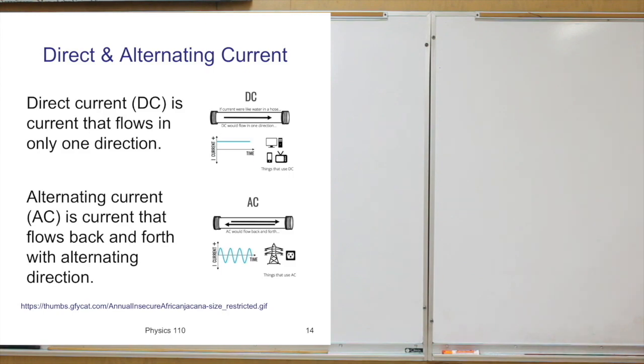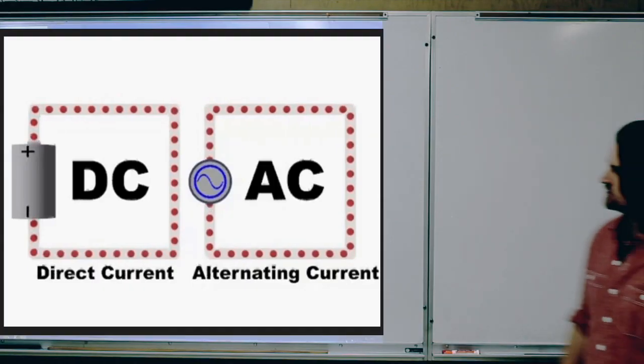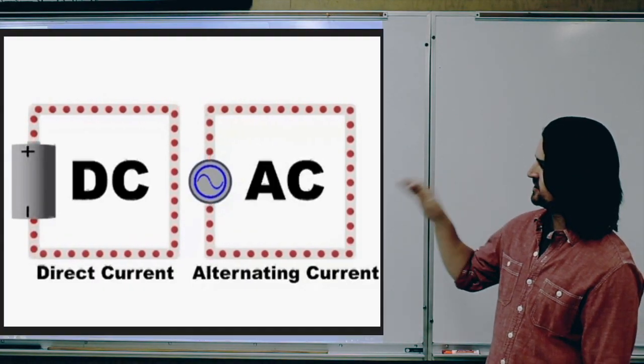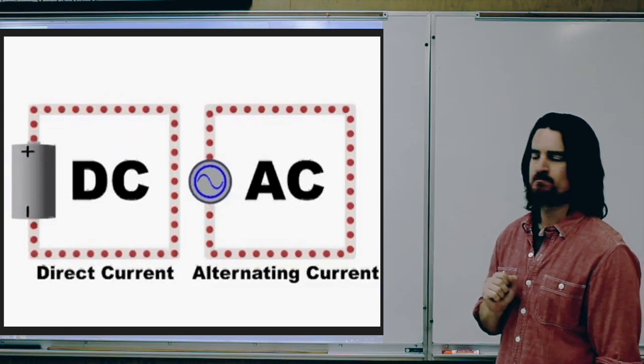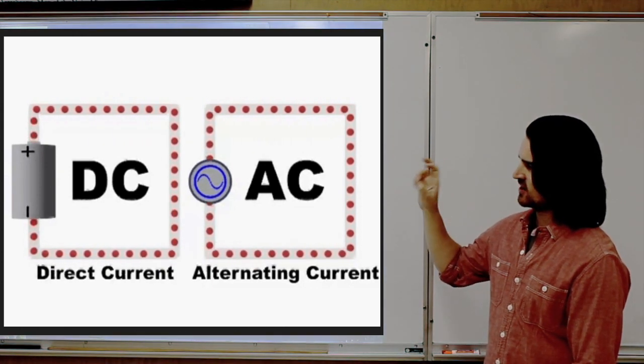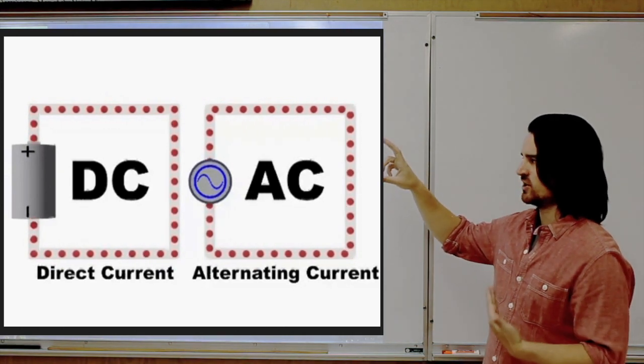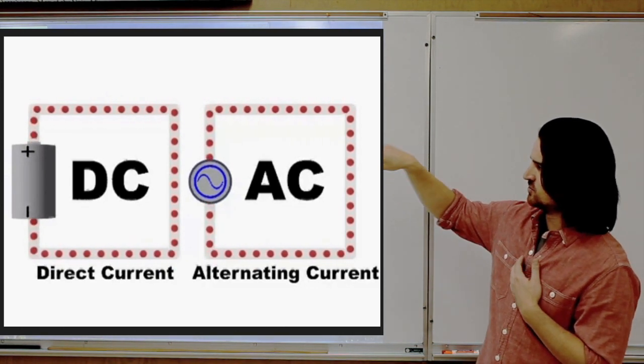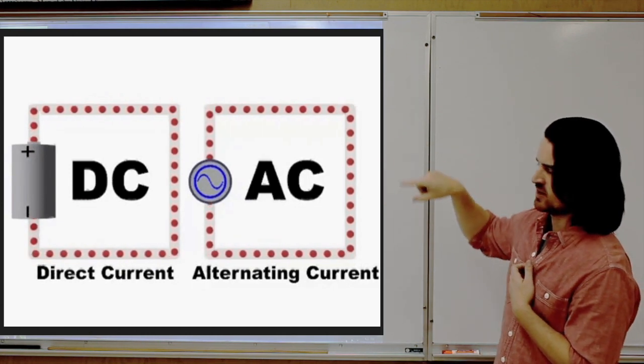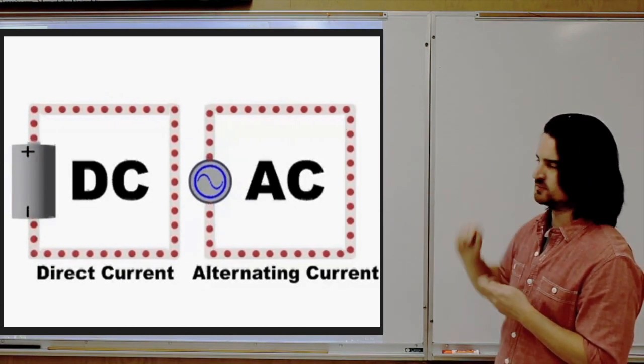Now let's look at a little visualization. So here you go, a very simple picture of a DC circuit versus an AC circuit. In a DC circuit, just imagine having a battery. It has a positive and a negative side, and those positive and negative sides don't change. So it's continually pushing current around the same direction in that current loop.